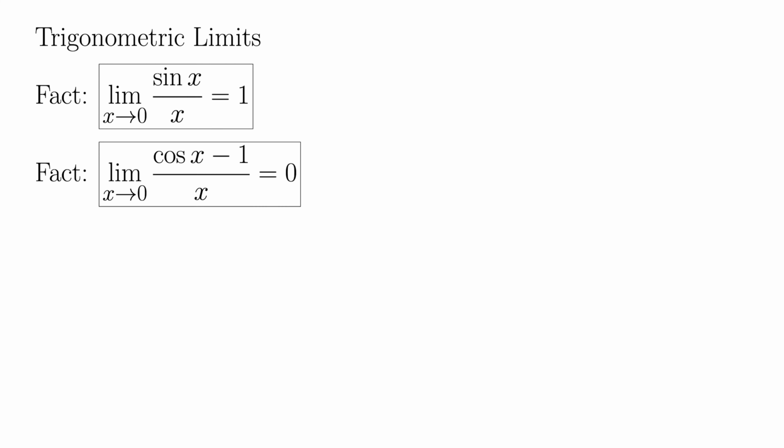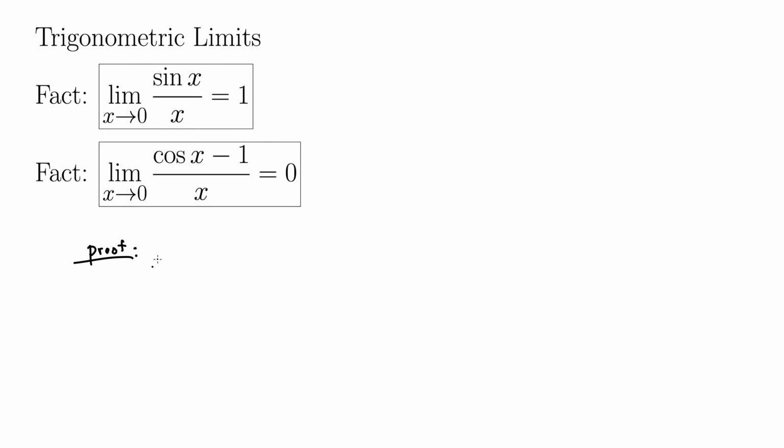But for now, let's just accept this as a fact and move on to the next so-called fact, which we can actually prove. So we'll accept the first one as fact, and then we'll set out to prove that the limit as x goes to 0 of cos x minus 1 over x equals 0. Okay, so proof of the second one.